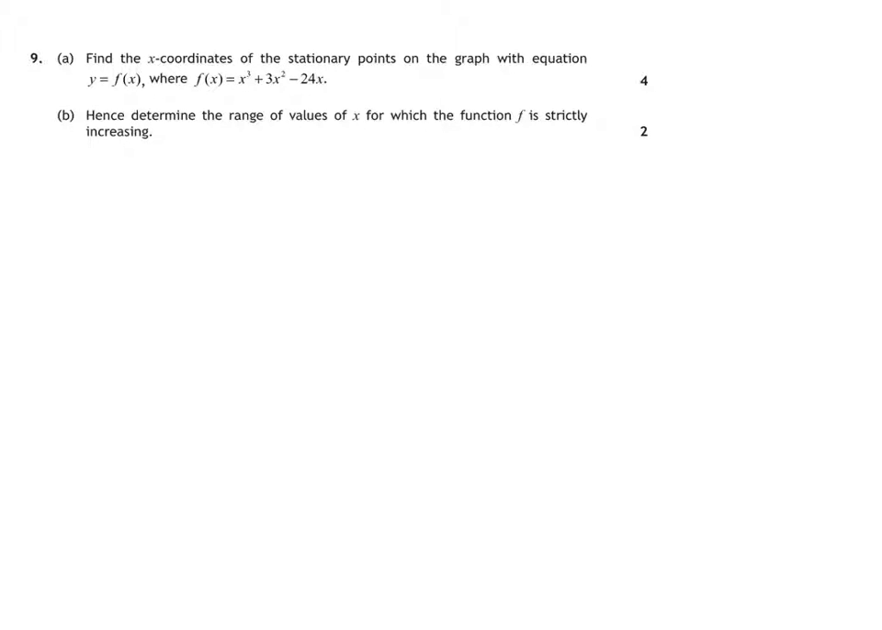Okay, so for question 9 we have to find the x-coordinates of the stationary points on the graph with the equation y equals f of x, where f of x equals x cubed plus 3x squared minus 24x. Okay, so first, not even looking at part B yet, we're going to do this. So we have f of x equals x cubed plus 3x squared minus 24x. Okay, and what we want is where f dash of x equals 0, because at the stationary points the gradient is 0, and the gradient is what we get when we differentiate.